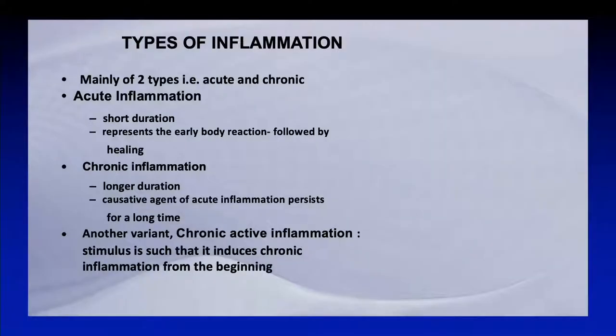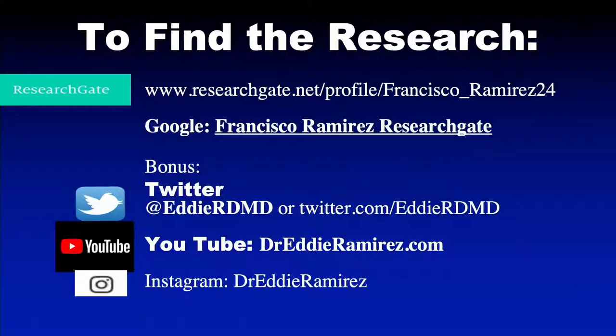The problem is chronic inflammation. As this keeps on feeding and feeding and feeding, inflammation in the body turns on. Disaster at the level of the brain takes place as neurons are being broken down, but you also increase your risk for heart disease, stroke, dementia, and many other problems. So I'm going to show you a few pieces of research, and some of them I'm the one who published in the literature. You can go to ResearchGate, Francisco Ramirez ResearchGate, and find those studies.